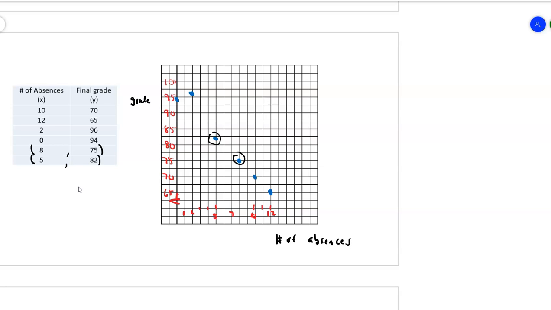Nice. First thing I need is a slope. So slope is change in y over change in x. So 82 minus 75, that's my change in y. 5 minus 8, that's my change in x. So 7 on the top, negative 3 on the bottom. Not surprising that the slope is negative because we said as the absences increase, the grade decreases, so the slope should be negative.